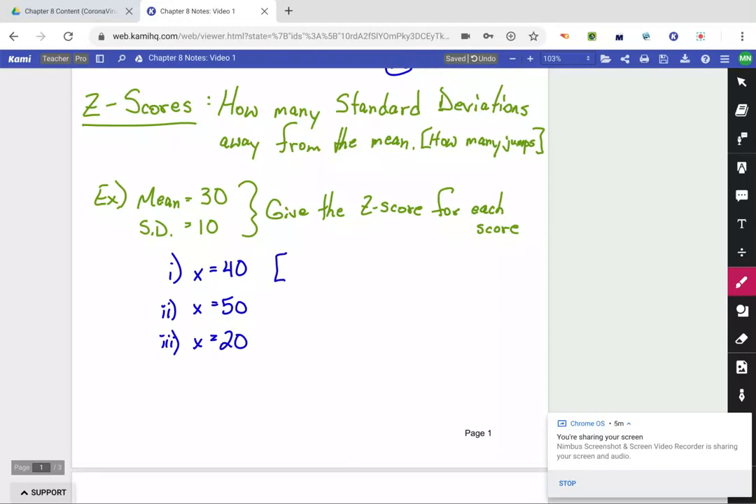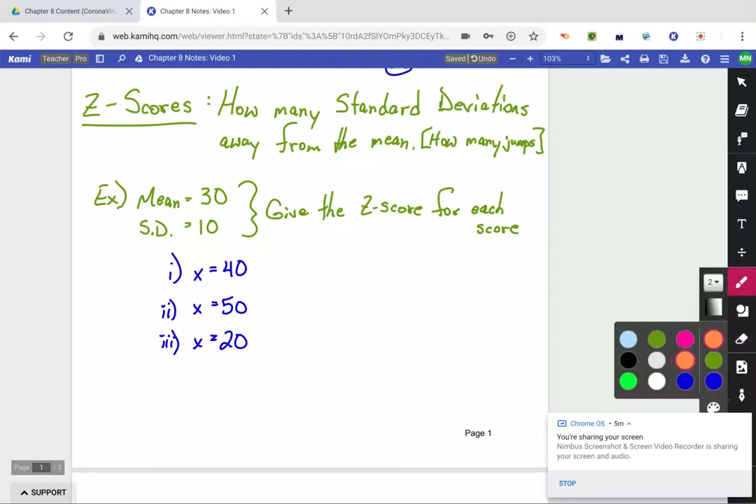And so maybe I'll put the answers in brackets here. Maybe I'll switch the color just so you can look at them. But essentially what we're trying to do here is get how far away 40 is from 30, right? The first thing you need to know is how far did you go from the mean. So in this case, we went 10 higher. And since 40 is exactly 10 units from 30, that means it is 1 standard deviation.